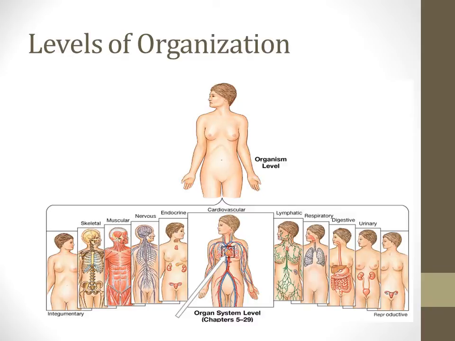So the fifth level is the system level, in which the organs come together to form the system. This first one is the cardiovascular system, which comprises the heart that is coming from the organ level, and some of the arteries and vessels that come together to form the system. And there are also other systems found around this cardiovascular system, which are the skeletal, muscular, nervous, endocrine, lymphatic, respiratory, digestive, urinary system, and reproductive system. All these systems now come together to form the organism level.